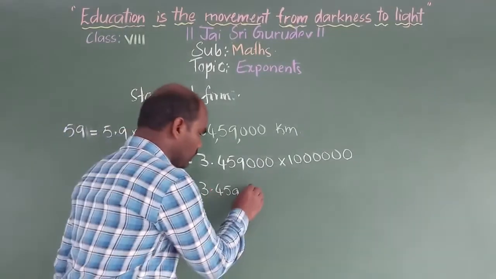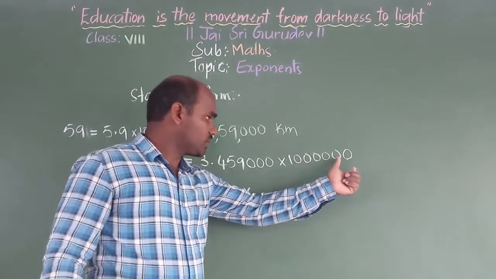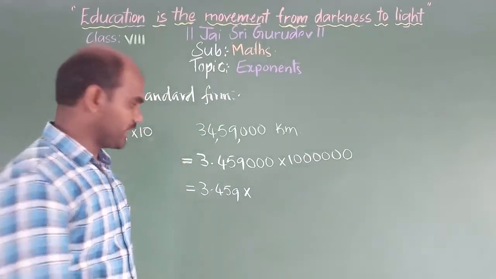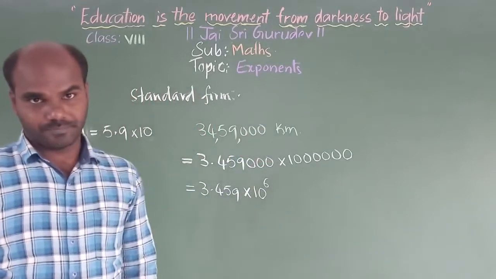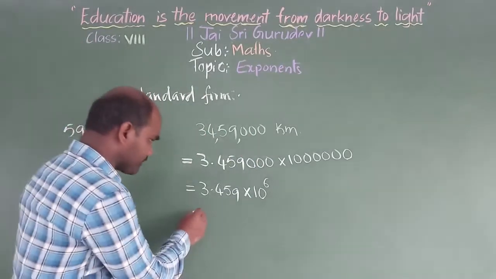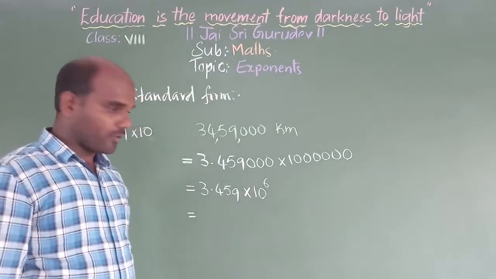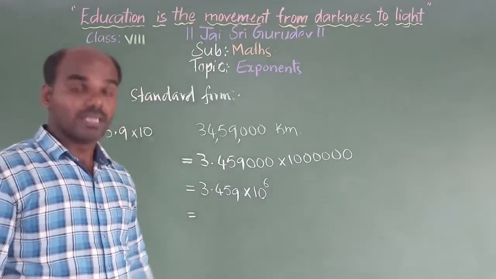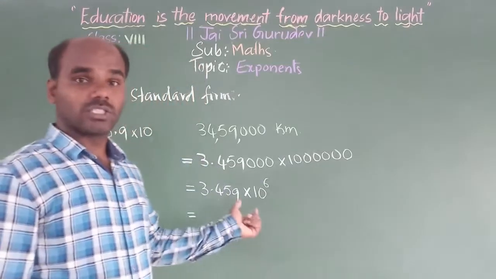So how many zeros are there, children? 1, 2, 3, 4, 5, 6. Okay, 6 zeros are there. So I will write that as 10 power 6. Children, understand now? So next, that is 3.459 into 10 power 6. It is the standard form of that.